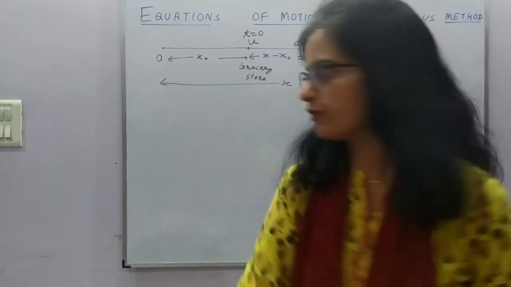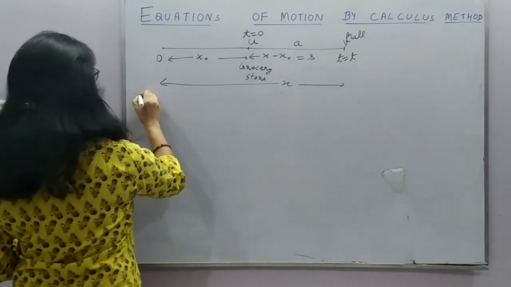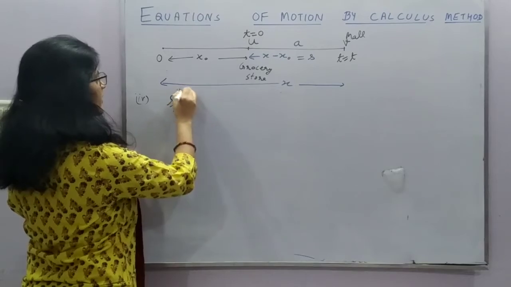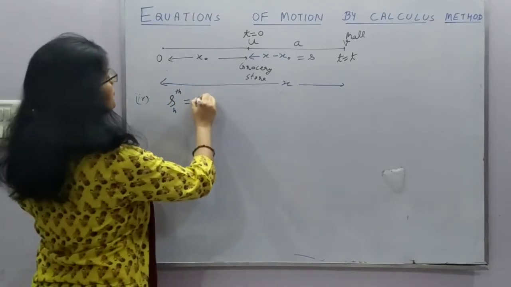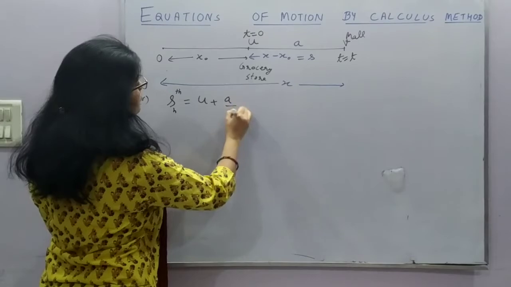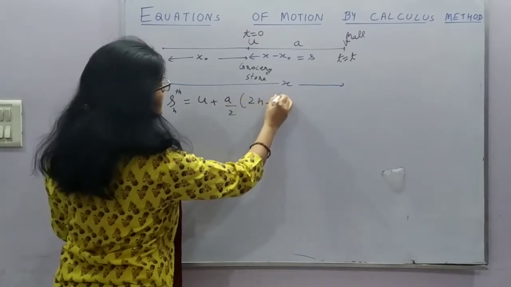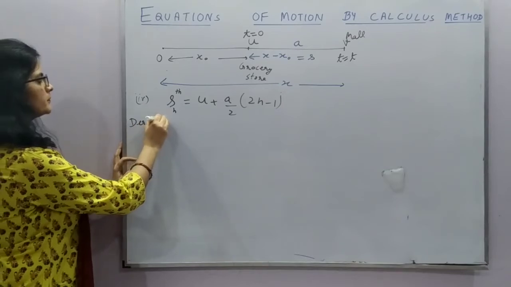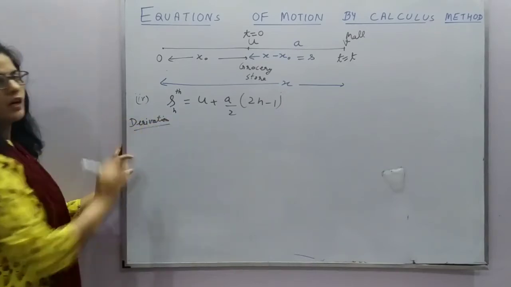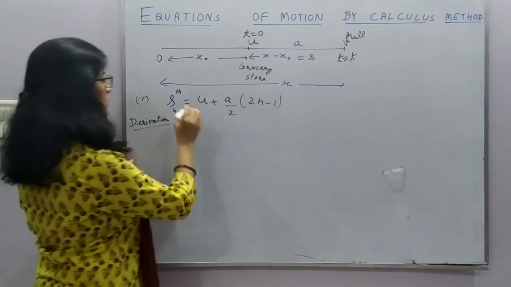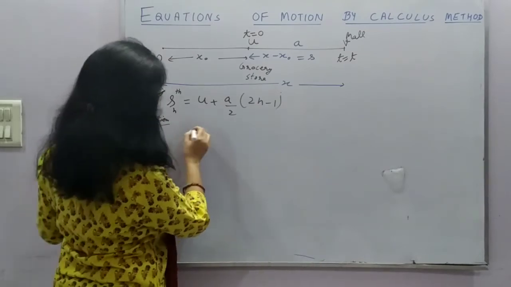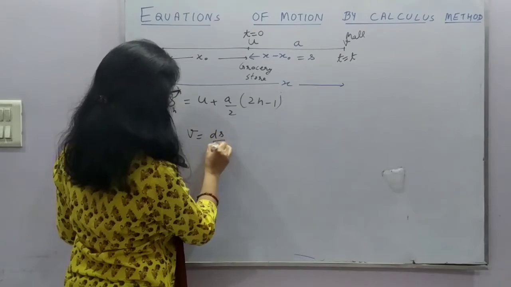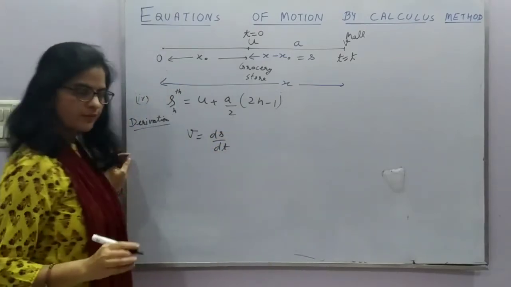So for the fourth equation of motion, what is the fourth equation of motion? Distance travelled in nth second is equal to u plus a by 2 times (2n minus 1), right? So what will be our derivation? Our derivation will be based on this formula. v is equal to ds upon dt, right?